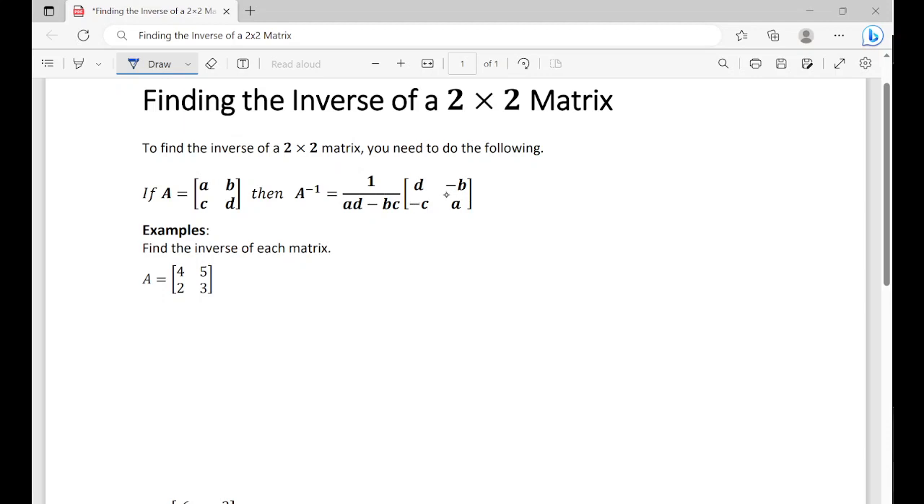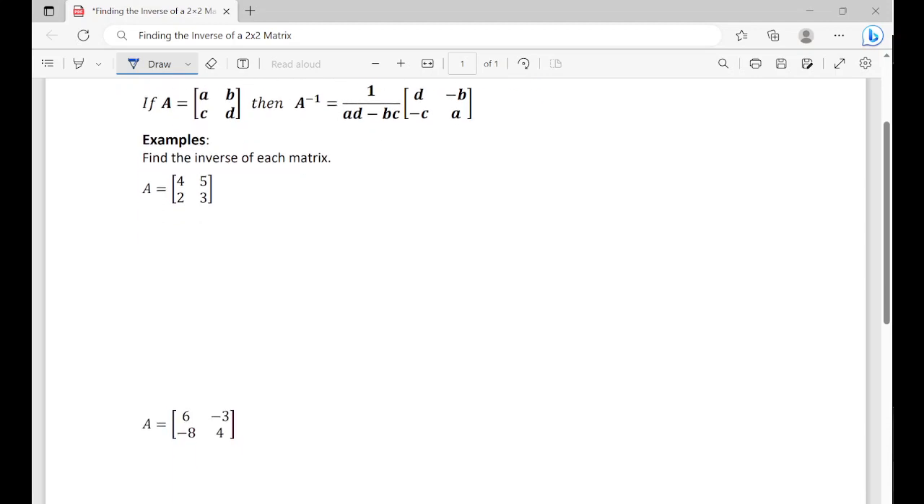And we get this matrix by taking our matrix A and taking A and D and switching their positions, and then taking B and C and flipping their signs. So this is the formula you've got to use. So let's put this into action.